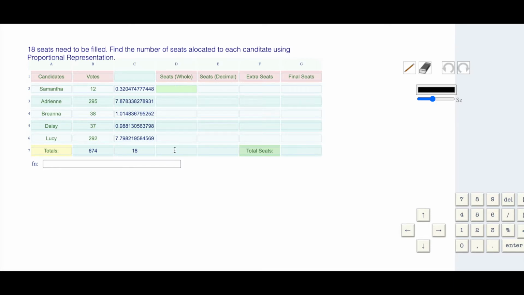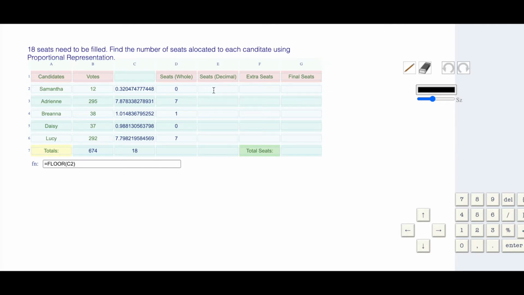For that, I'm using a function called floor. So equals floor of this number. And what it does is it just chops off the decimals. So it gives you the greatest integer. The 7.7 just becomes 7. The 0.98 just becomes 0. It's not rounding it, it's just chopping off the decimal. This is how many whole seats each candidate has won.